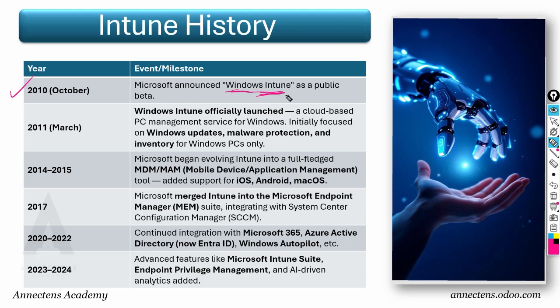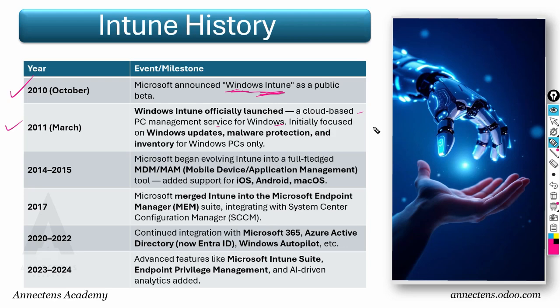This was Windows Intune, and at that point of time, we needed a small tiny software, like SCCM. We needed to have a client installed on the devices and use it. Okay, in October 2010, this was publicly announced. In March 2011, they officially announced Windows Intune as a cloud-based PC management service for Windows. Earlier this was purely meant for managing Windows, because Windows was a hectic solution or platform to cater to and fix.